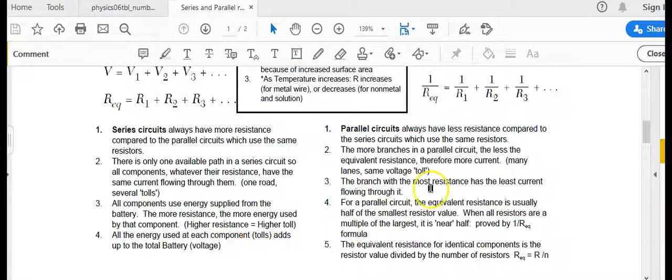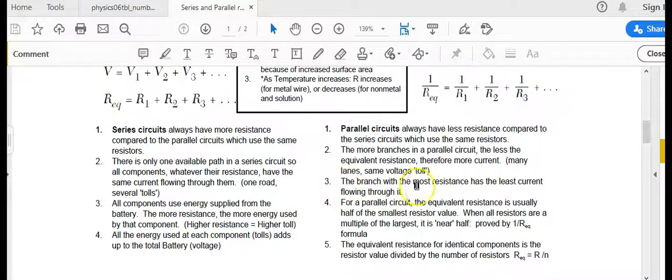Now in parallel circuits, you'll see a little bit different behavior. A parallel circuit always has less resistance compared to the series circuits which use the same resistors. The more branches in a parallel circuit, the less equivalent resistance. Therefore, it can allow more current to flow through. Many lanes, but the same voltage toll.